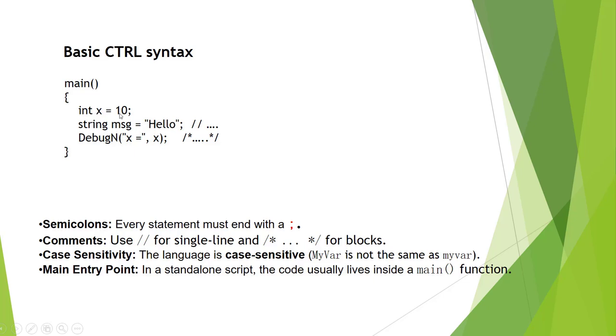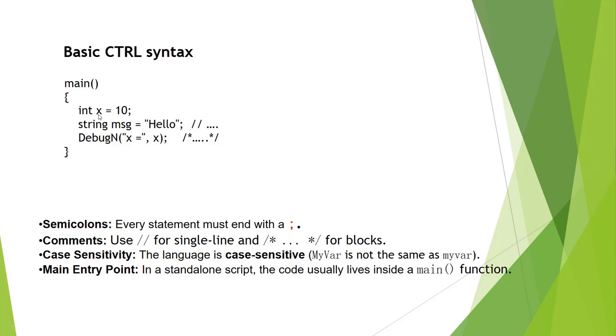Every statement ends with a semicolon. For comments, we use double slash or slash star. If it's just one single line, using double slash is okay. But if it's a block, you use slash star, okay?